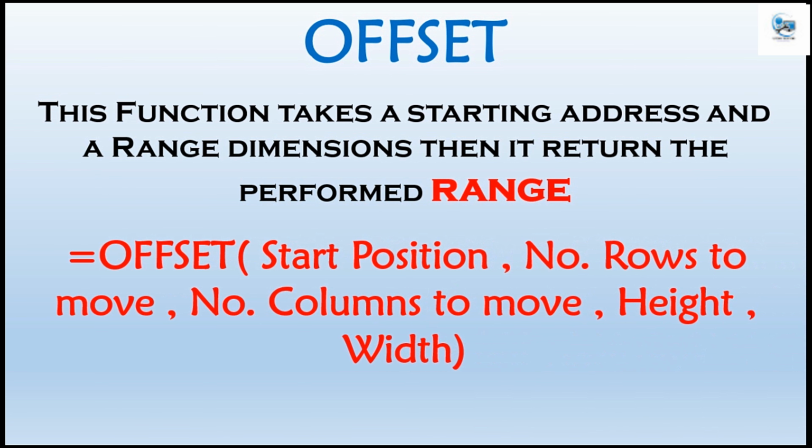Syntax here as shown. This function takes 5 arguments. The first one is a starting position. The second one is the number of rows to move from this starting position. And the third argument is the number of columns to move from this starting position. So we can reach the first cell in our returned range. Then the last 2 arguments are the height or number of rows and the width or number of columns to complete the range borders. So the returned value here is not a number or a text or a value, it's a range.